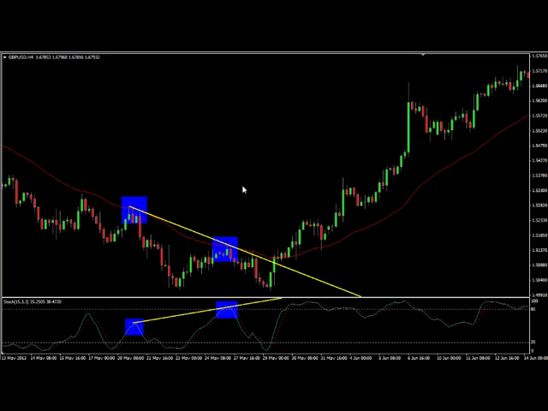So that's a bit of an advanced technique, but I'll use that to show you that stochastics is really good in leading the market, and actually kind of shows you beforehand what's going to happen in conjunction with the trend.